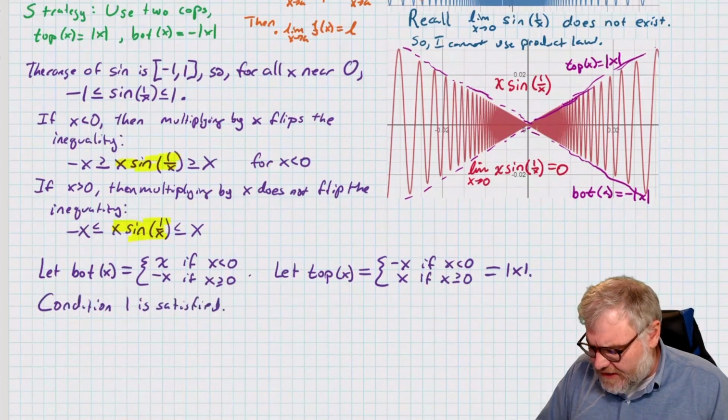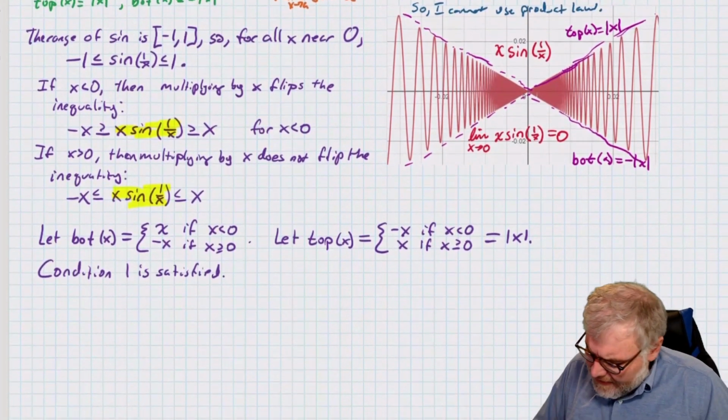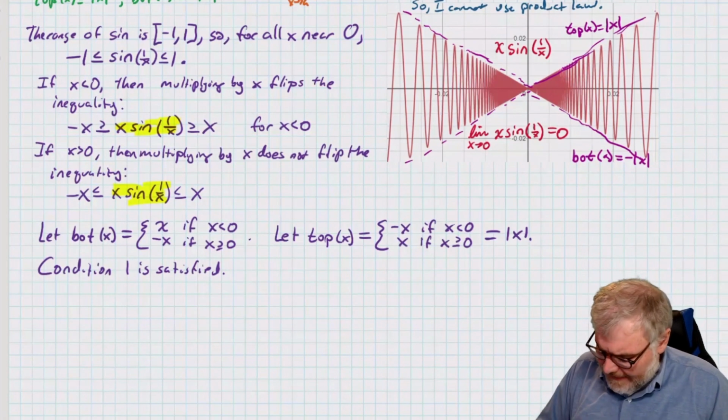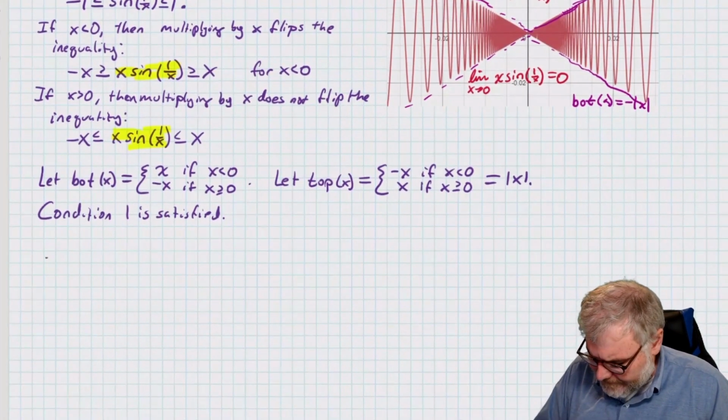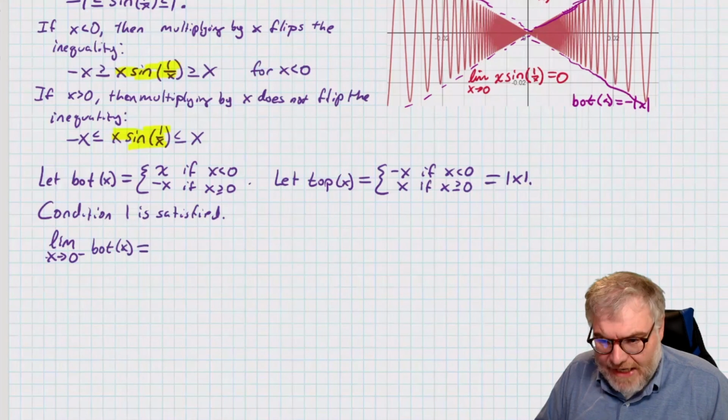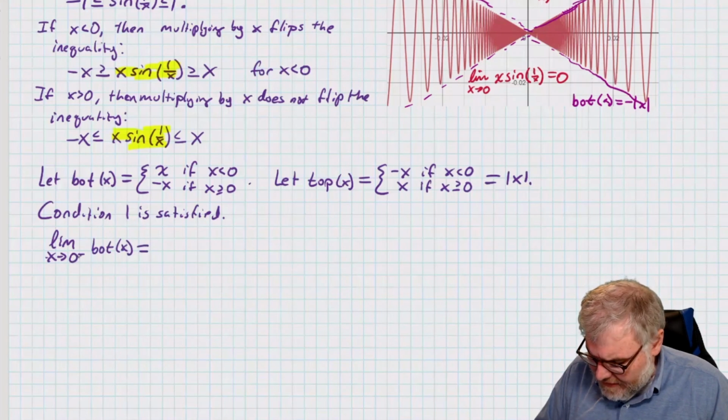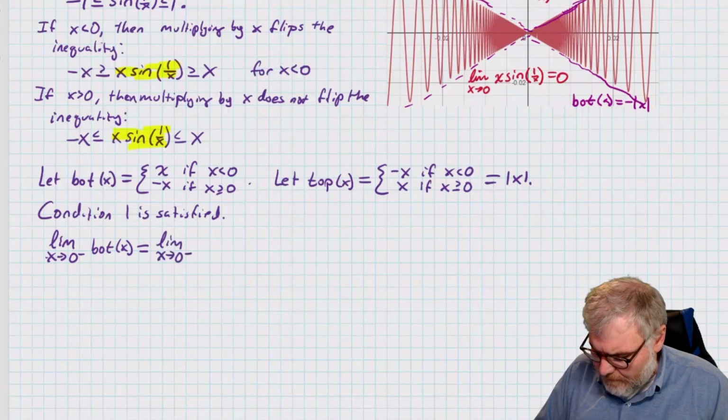Now what I need to do is satisfy condition 2. So now what I need to do is take the limits of these, okay? So the limit, I've got a limit here as I go to 0 from the left. That means I'm less than 0. So I'm going to use this part of the definition of bot.